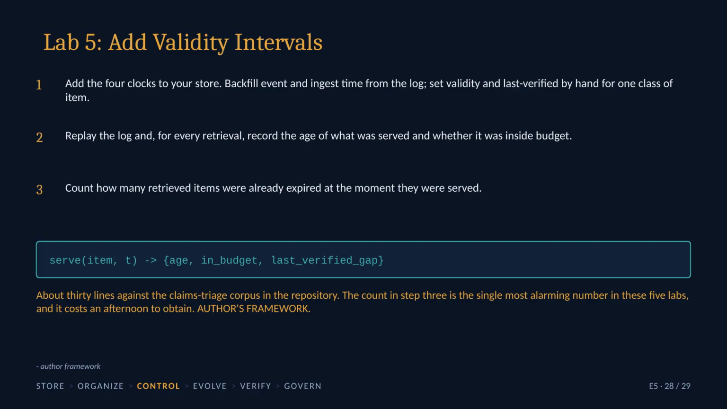Lab 5. Add the 4 clocks to your store, backfill event and ingest time from the log, and set validity and last verified by hand for one class of item, because one class is enough to learn from. Replay the log, and for every retrieval record the age of what was served and whether it was inside budget. Then count how many retrieved items were already expired at the moment they were served. 30 lines or so against the claims triage corpus in the repository. That count in step 3 is the most alarming number in these 5 labs, and it costs about an afternoon to obtain. Bring the number to episode 12, where we ask what a benchmark would have to do to catch it.